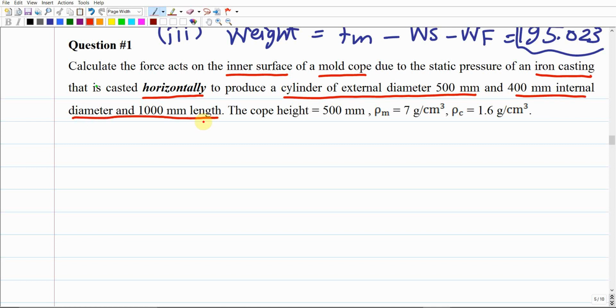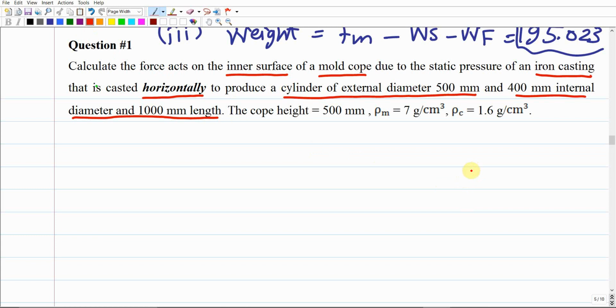So the shape of the casting is a cylinder with a hole. The cylinder has an external diameter of 500 millimeters and an internal diameter of 400 millimeters, so there should be a core used here. The buoyancy force will be pushing on the core, and the length of the cylinder is given as 1000 millimeters. Make sense? And it's going to be cast horizontally.